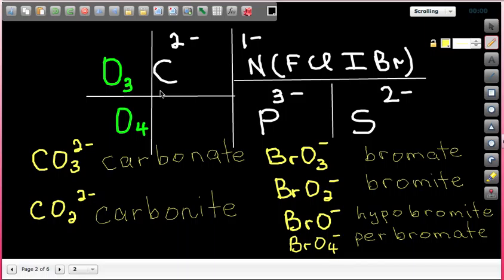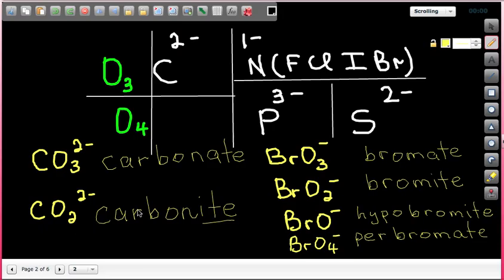In another video on naming ionic compounds, I talk about a convenient rule for determining the formulas for various oxoanions. Here's a review of that. Carbon, nitrogen, and halogens, phosphorus and sulfur, and you put 2 minus, 1 minus, 3 minus, and 2 minus, just like I've shown you, and O3 and O4, just like I've shown you. So if you wanted to make carbonate, ending with an -ate, you combine it with O3 and put the charge, and that's carbonate. The rule for an -ite ending is simply dropping an oxygen.